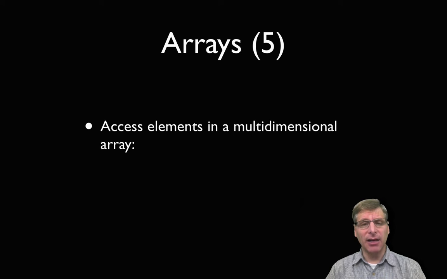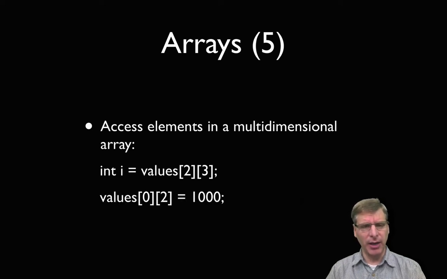Now, we access the elements in a multidimensional array very similar to what we do with a linear single-dimensional array. So here is an example where I'm accessing values, and it's going to be the row with index 2 in the column with index 3. And once again, these are 0-based. I can also assign values in a multidimensional array using the same type of indexing. So here I've got values sub 0 2, so row 0, column 2 gets the value 1000.